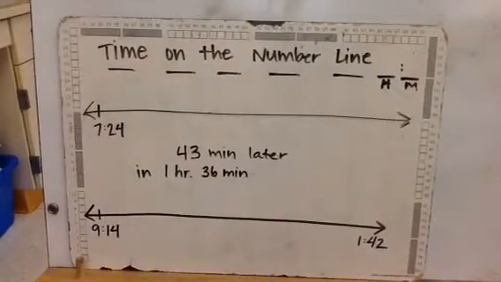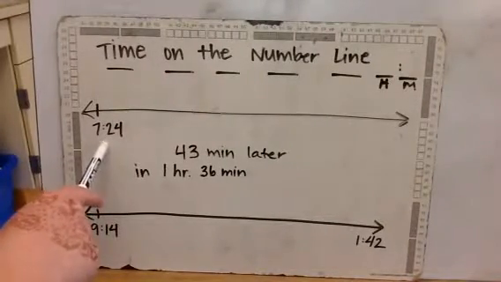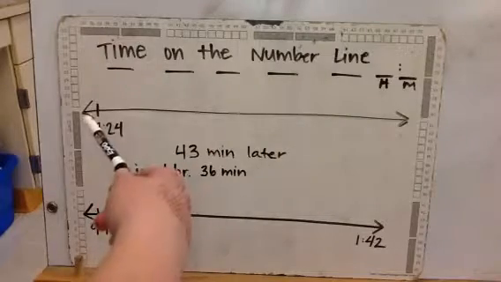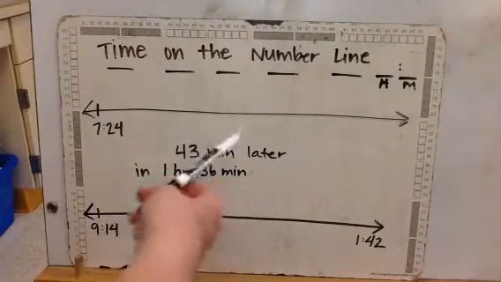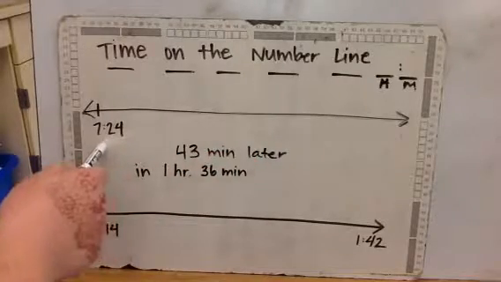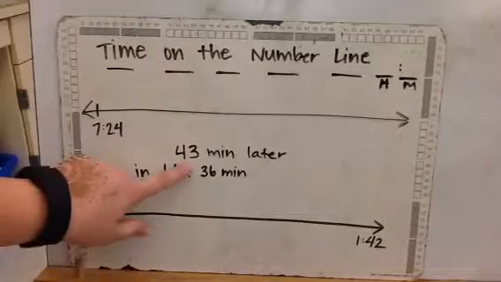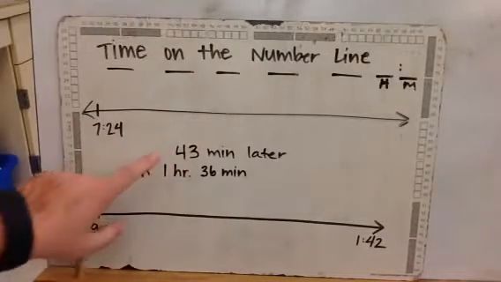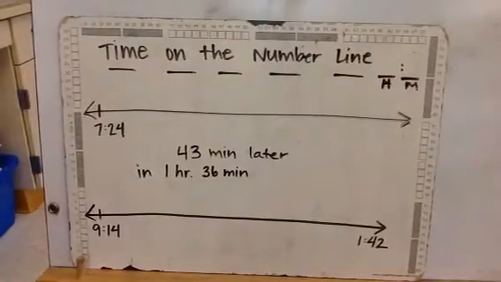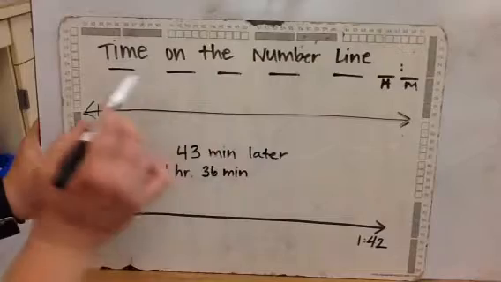So in my first example, my starting time is 7:24, and something is happening 43 minutes later. So I want to find out what that time will be 43 minutes after 7:24. So when I look, I'm going to be hopping minutes. So I don't have any hours here. So 7:24, 43 minutes. So I'm going to hop 4 hops of 10 and then a hop of 3.